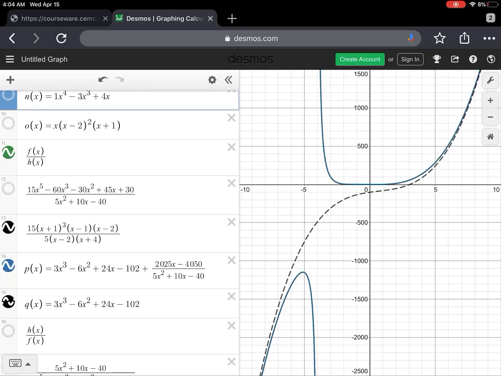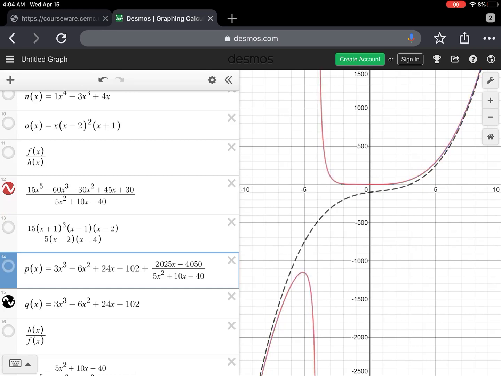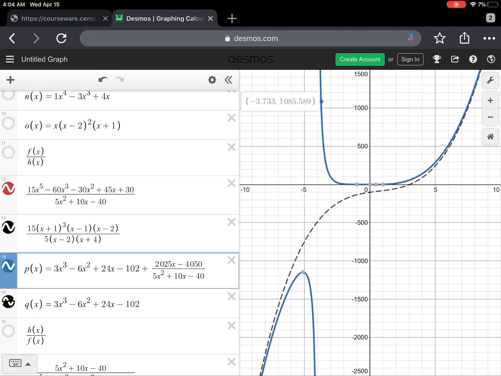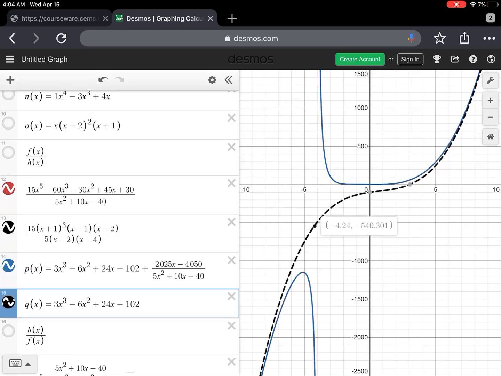Okay, well here, 11, 12, 13, and 14, that's all different forms of the same graph. Okay, so this 3x cubed minus 6x squared plus 24x minus 102, well, that's this blue thing here, but this extra amount, this remainder here, you can see makes a huge difference when x is small. Like my graph here in this area is not at all the same as my graph of q of x here.